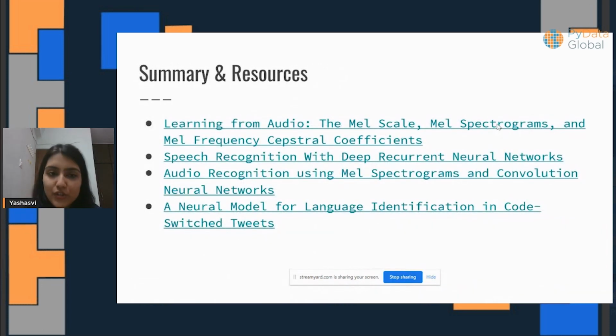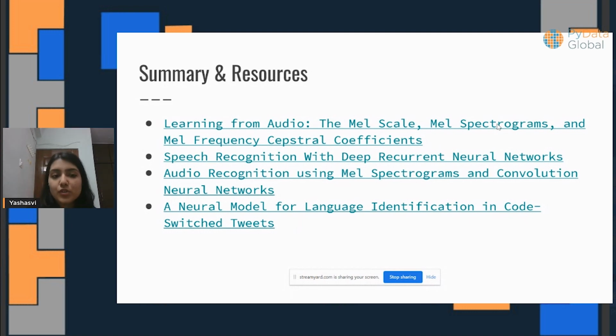Here are the summary and the resources that we basically used for the research study that we were doing while building this project. So you can go through them. They basically tell you the basics of what a MEL scale is, on which a MEL spectrogram was formed, and how MEL frequency cepstral coefficients are calculated. So it is very important to know exactly the math behind it, because MEL scale has a whole mathematical calculation. And after that, speech recognition with deep recurrent neural networks.